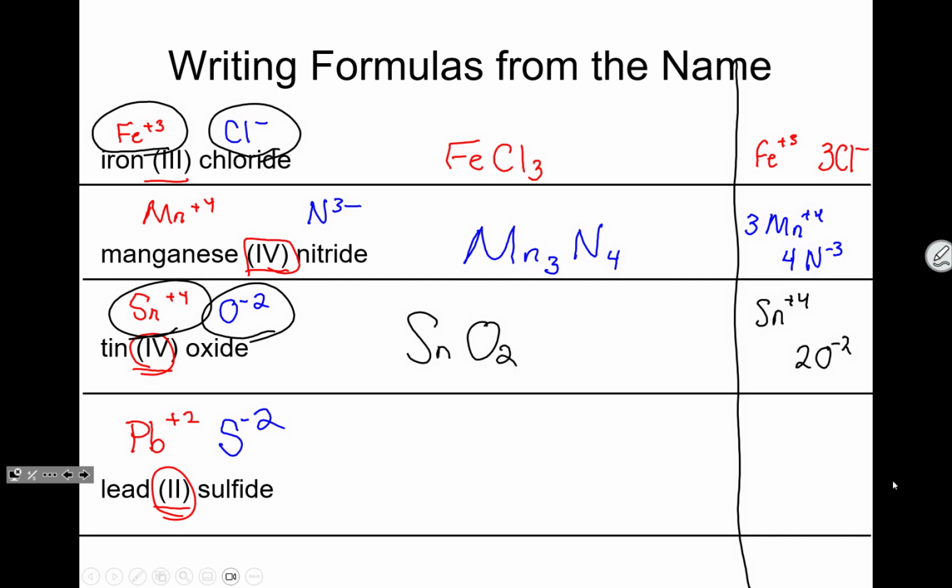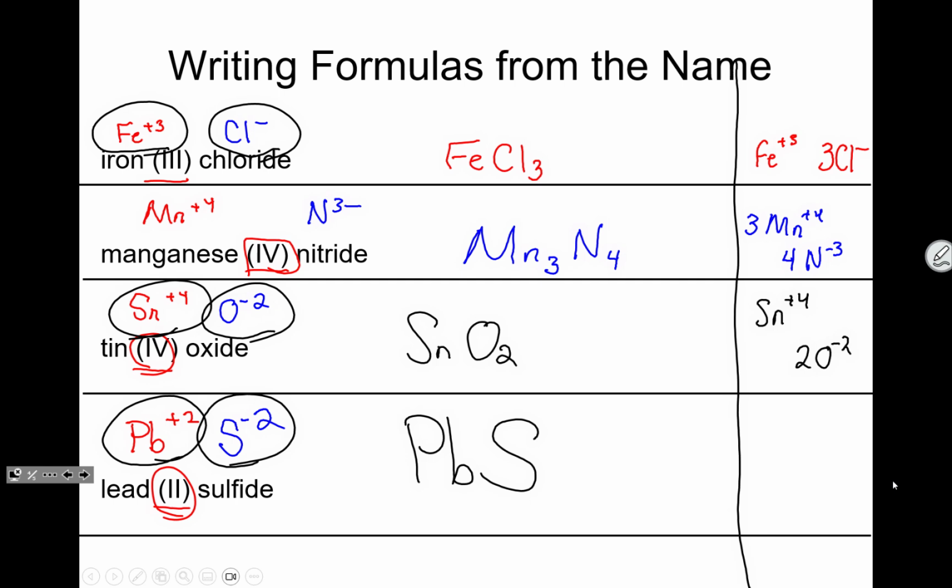And then in lead-2 sulfide, we have +2 here, we have a -2 here. So we get charge balance with a 1-to-1 ratio. And we have PbS. And that's how we're going to write formulas from the name.